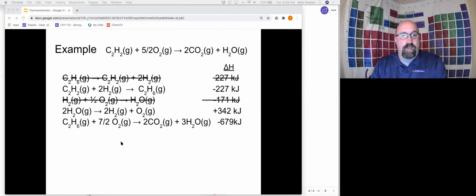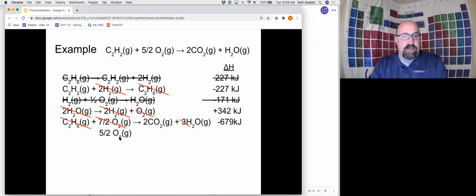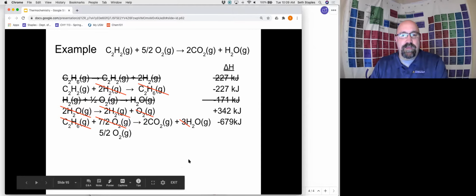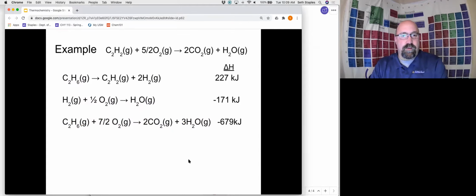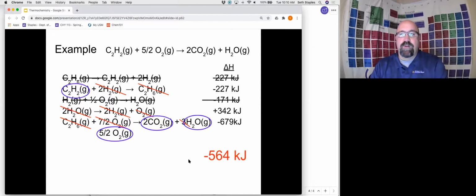Now if we look at everything that we can cancel, again, if you don't believe me, go through and check those. We see that our 7 halves canceled down to 5 halves O2. That tells us that we've canceled everything that we needed. We've manipulated everything that we need to do. So now we can just add up our enthalpies and get to negative 564 kilojoules. Again, I highly encourage you with this one to go back to the beginning, do the manipulations, write them out, and make sure that you're able to come up with our negative 564.